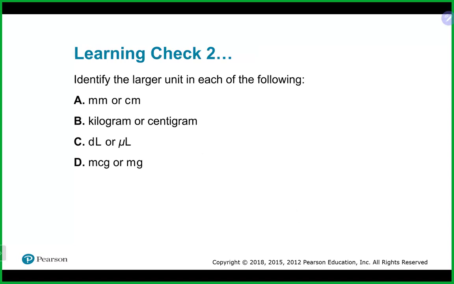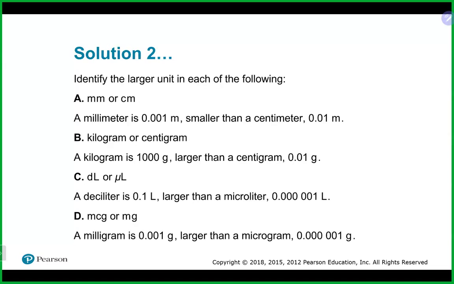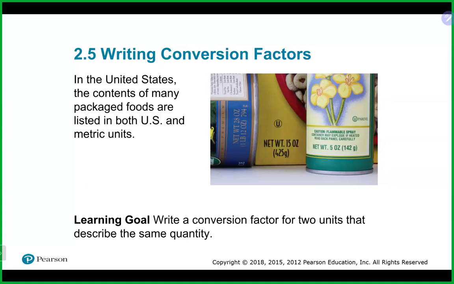All right, so we're looking for which unit is larger here, millimeters or centimeters. Centimeters. There's 10 millimeters within a centimeter. Sounds good. Kilograms, centigrams, kilograms, deciliters, microliters. Yeah. And again, that's micro. See, even here they went micro and then they went micrograms. Micrograms and milligrams. Milligrams, yeah. Perfect. All right. We're going to continue on.